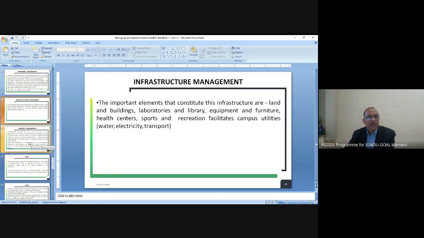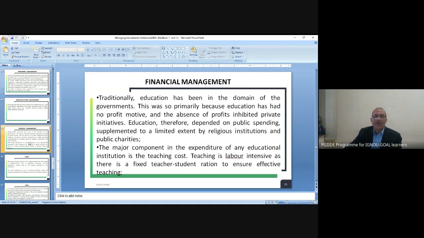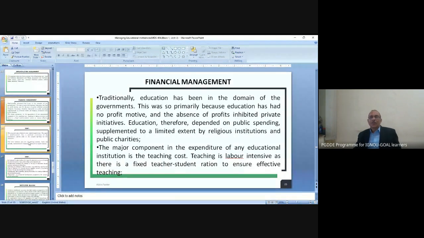And after infrastructure management, you have financial management. What is financial management? Education is traditionally the domain of governments, primarily because education had no profit. But now private institutions, the private sector, are also entering. Naturally, education therefore depends on public spending, supplemented to a limited extent by religious institutions, public charities, all those things.